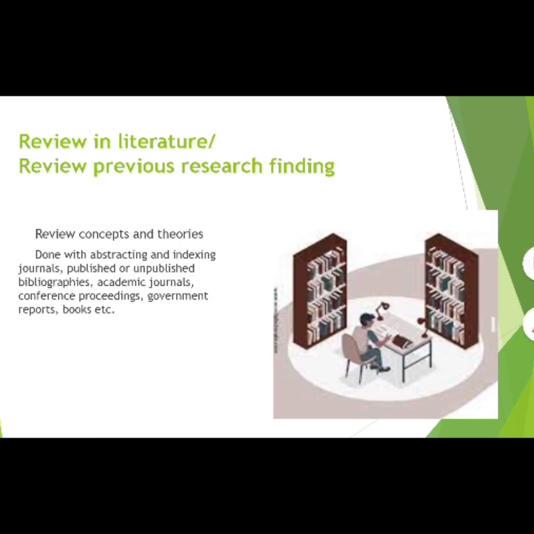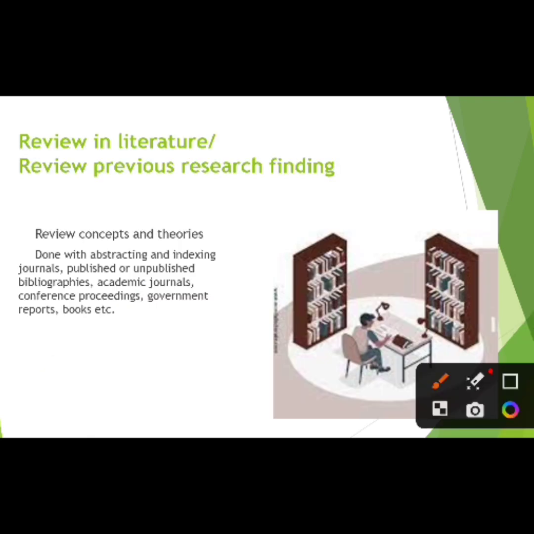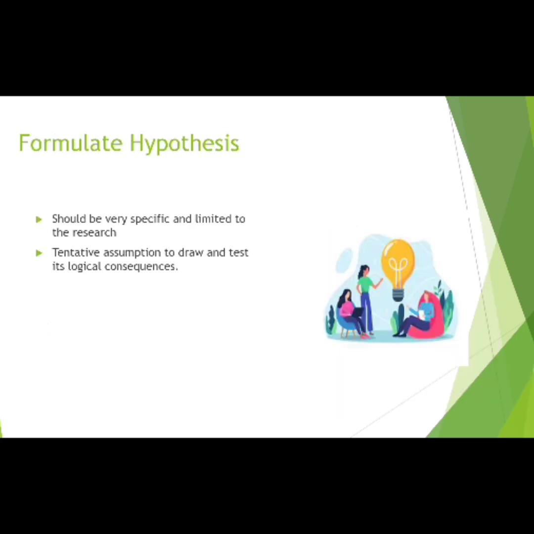After that, review of literature. Here the meaning of literature review is given. That means previous research findings. So we can read them through abstracting and indexing journals, published or unpublished bibliographies, academic journals, conference proceedings, government reports, and different types of books. Also we can read from online materials, various websites, reading material portals, blogs, articles, newspapers. So these are the sources to do the review of the literature.